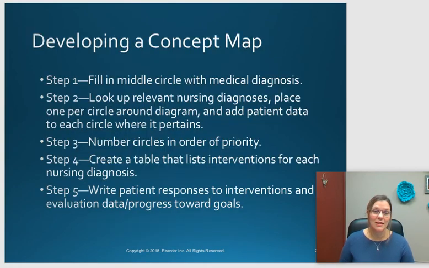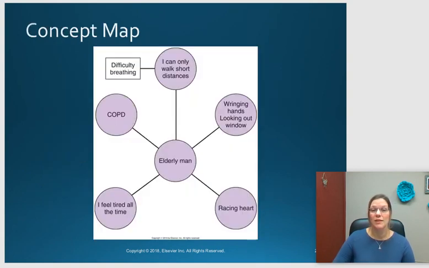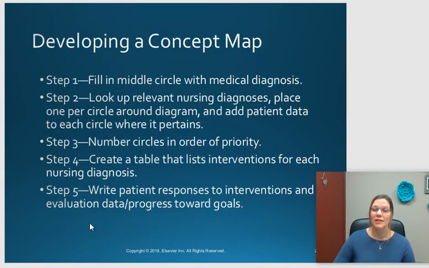So how do you develop a concept map? Well, there are different ways, but I'm going to talk about what your book lists as 5 steps for how to develop one. Sometimes these steps are going to change based on the concept map you're completing. For instance, on these 5 steps, step 1 is to fill in the middle circle with a medical diagnosis. But you'll notice on the previous concept map, what was in the middle? The patient. The patient was in the middle. So your book says to put the medical diagnosis in the middle.